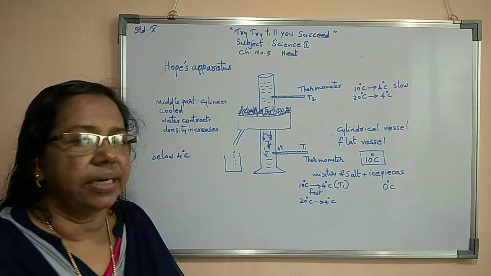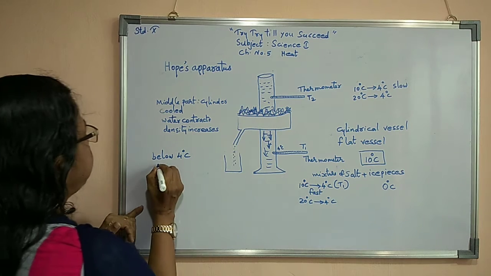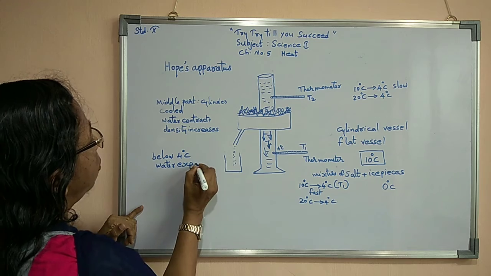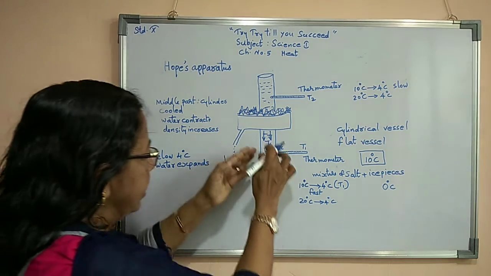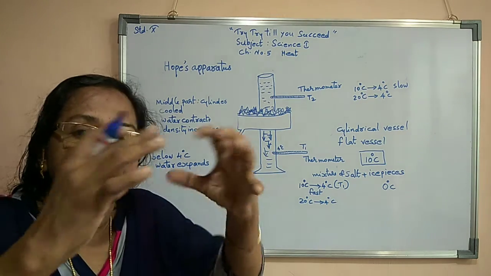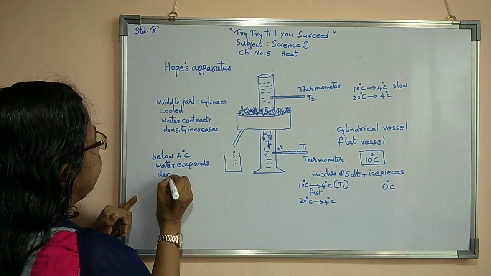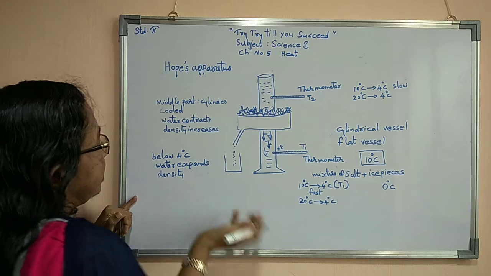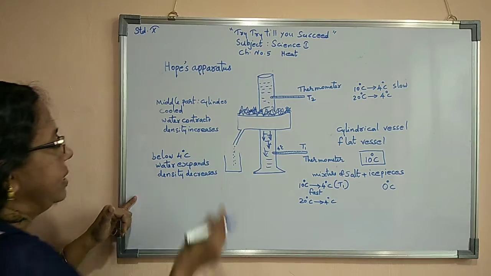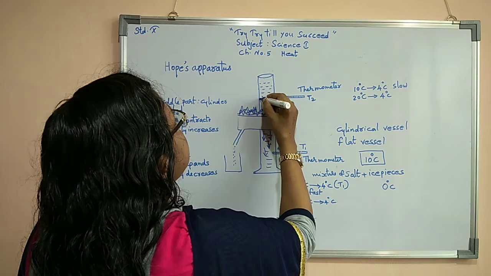So what will happen to the water? Instead of contracting, water starts to expand. So we can say that water expands below 4 degrees Celsius. Once the temperature decreases below 4 degrees Celsius, water starts to become big, it expands. As a result, its density decreases, its weight decreases. Once its weight decreases, the water particles start to move upward.